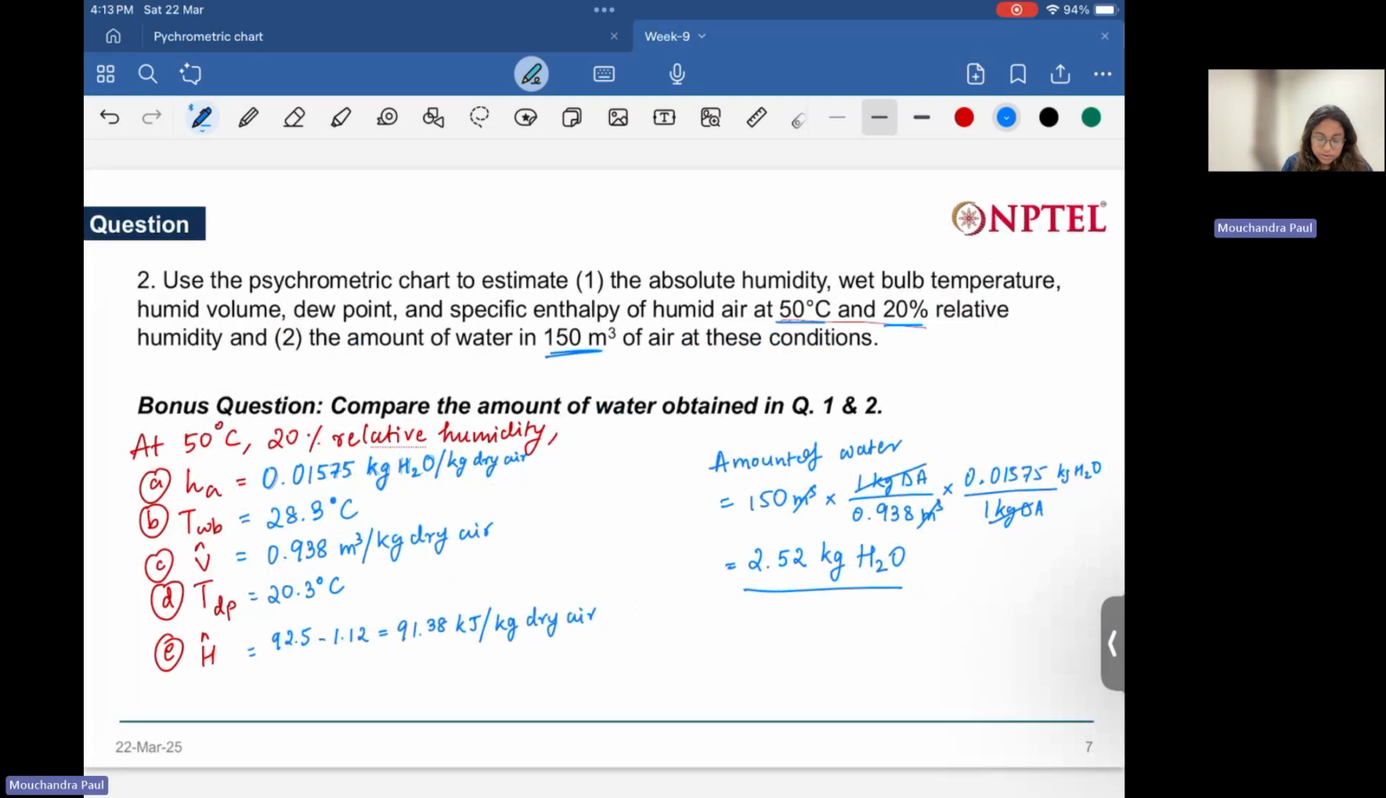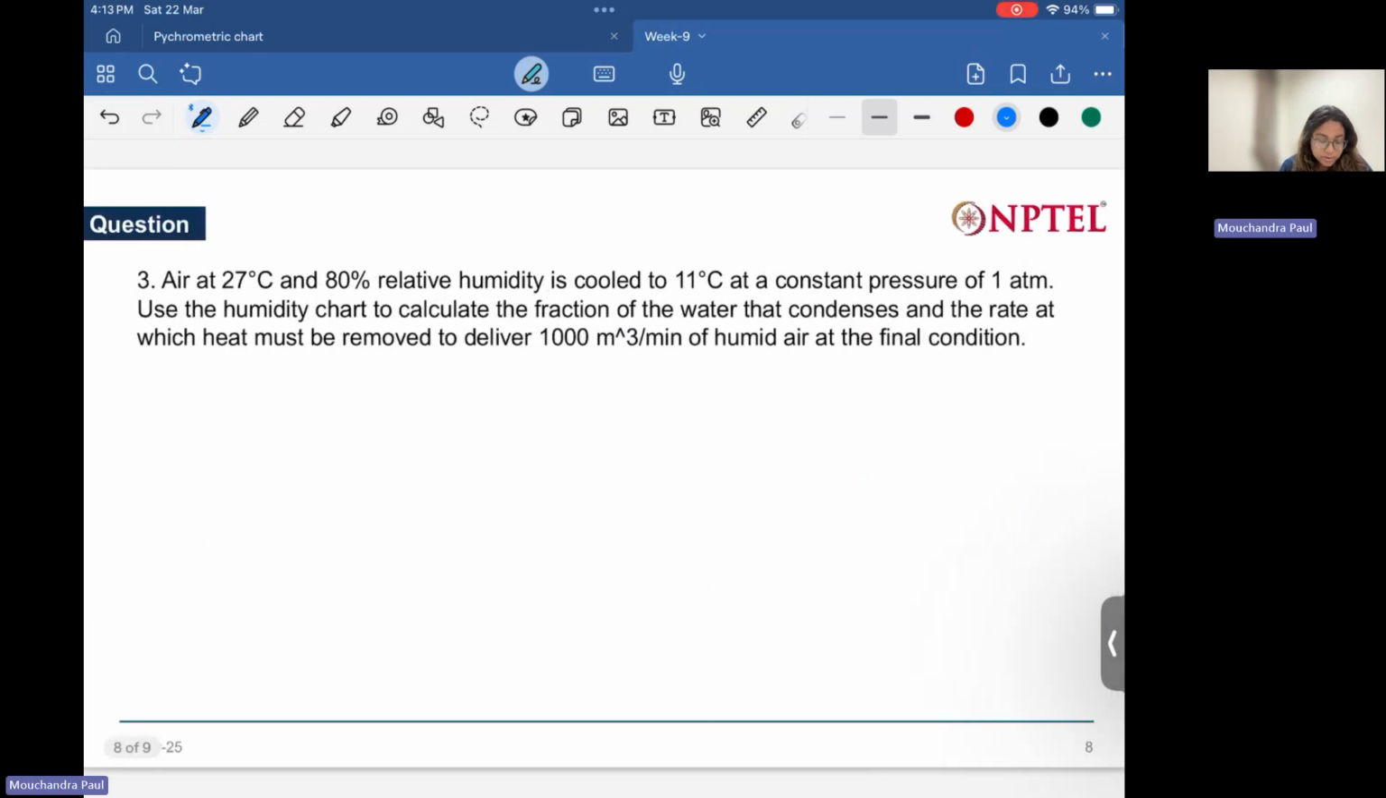Now, let's move to the next question. Now, this question uses a psychrometric chart for doing material and energy balance. Right. So read the question. Air is at 27 degrees Celsius and 80% relative humidity. And it is cooled to 11 degrees Celsius at constant pressure of 1 atm.